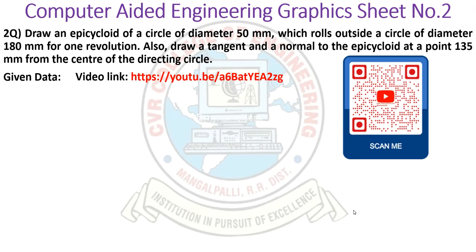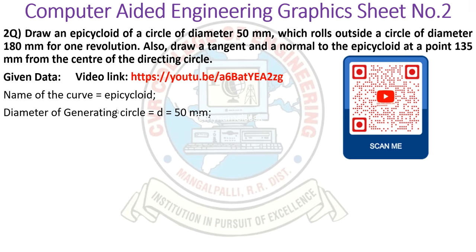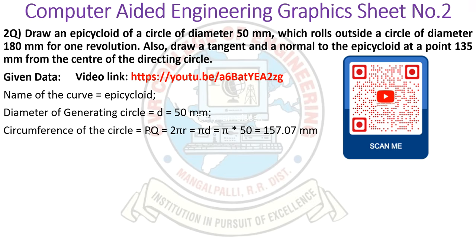Then you have to write the given data: the name of the curve is epicycloid, and the diameter of the generating circle, or smaller circle, is 50 mm. We also have to calculate the circumference. The circumference of a circle is 2 pi r or pi d. If we calculate in AutoCAD, pi into 50 gives 157.07 mm. Next, the diameter of the directing circle is 180 mm.